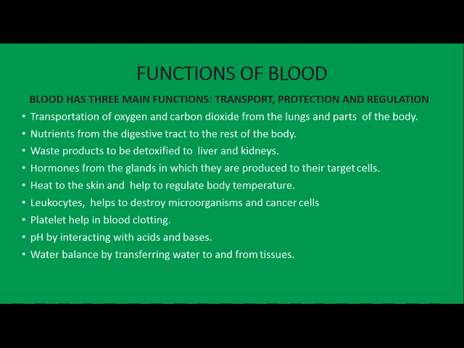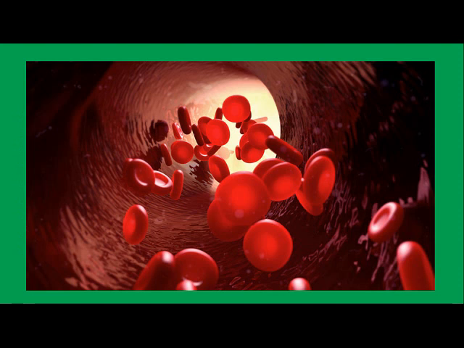Blood also helps to regulate our body temperature. Leukocytes or the WBC help in killing microorganisms and cancerous cells. Blood platelets help in blood clotting, and blood also helps in maintaining the pH of our body by absorbing either the excess of acids or the bases that are formed in our body. It also helps to maintain the water balance in our body by transferring water to and from different tissues to the kidney. So children, this is the red blood cell that you can see.